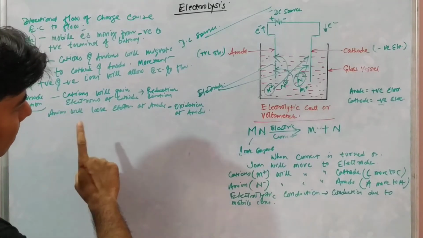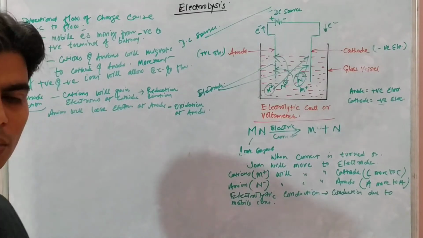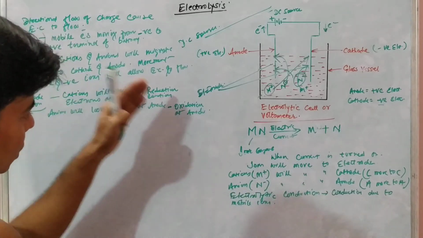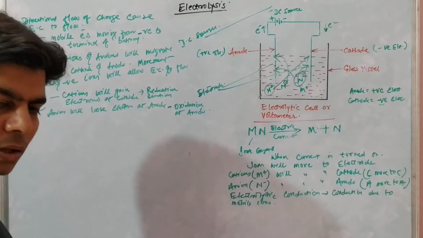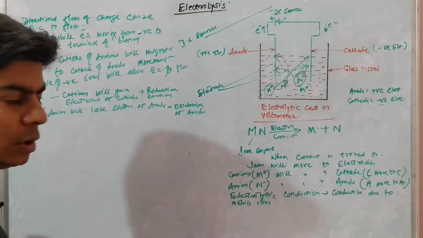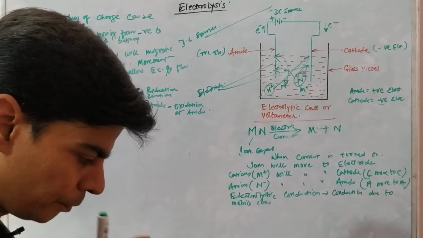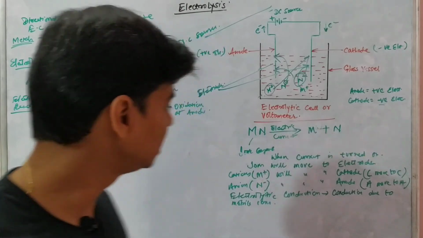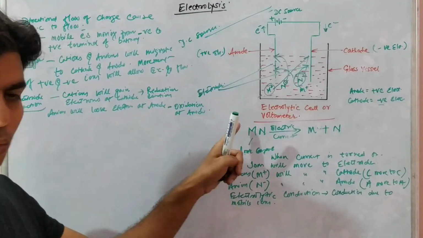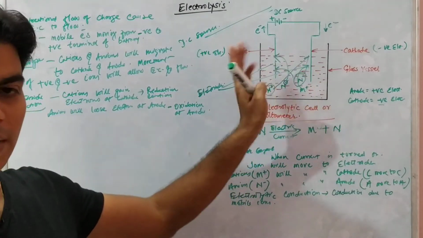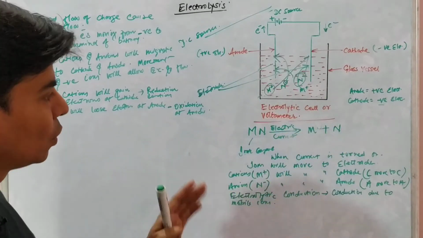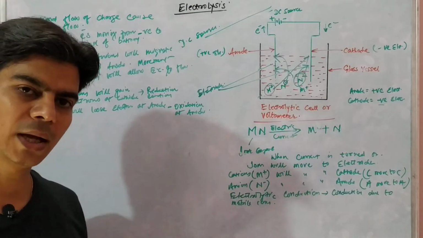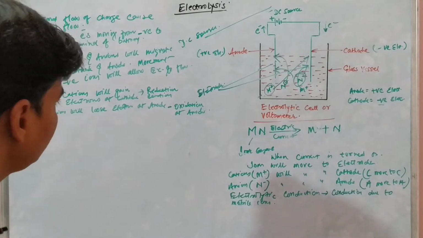Now, since these oxidation and reduction reactions are occurring at cathode and anode, right? So product of electrolysis would be obtained at cathode and anode. Since these reactions are occurring at these electrodes, that is cathode and anode, product of electrolysis would be obtained at these electrodes.